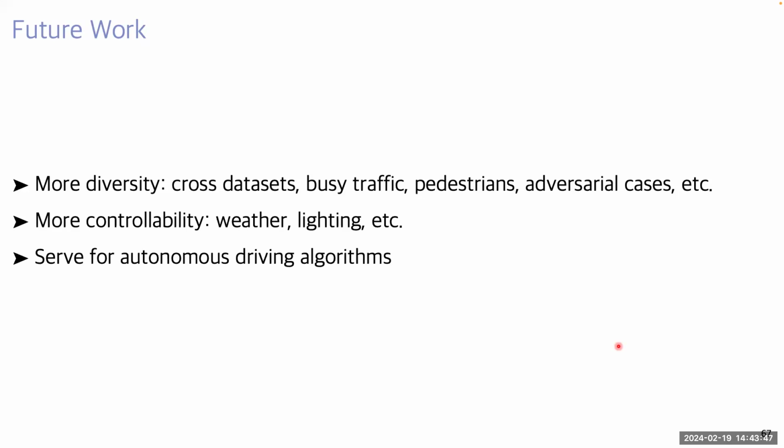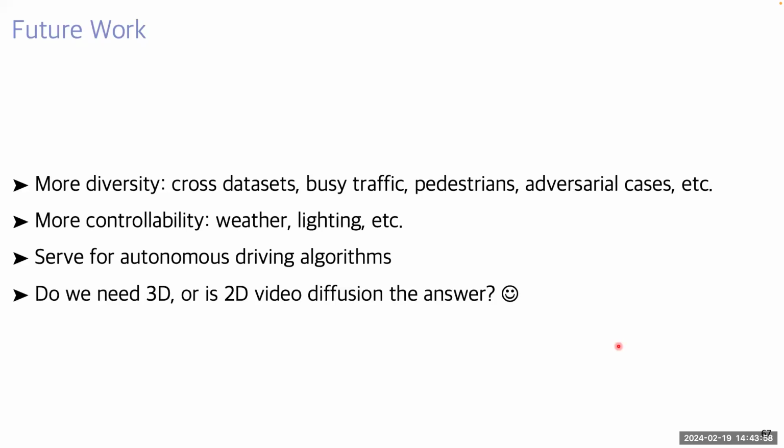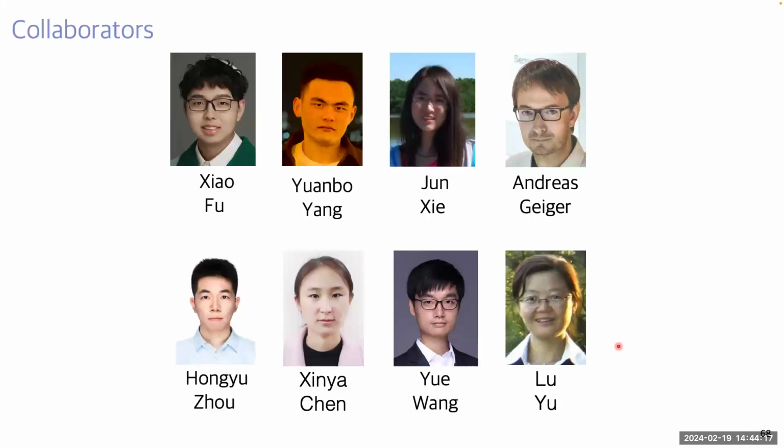What's also very important is that we really make it useful for autonomous driving algorithms, like improving autonomous driving perception, control, or planning algorithms. And the last thing is what we also discussed during lunch. Given that Sora is so impressive, we are also thinking: do we really need 3D, or is 2D video diffusion the answer to this? I think this is an open question, and I'm happy to take any questions.